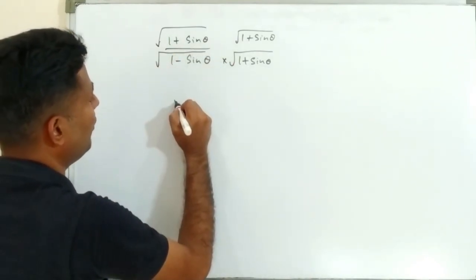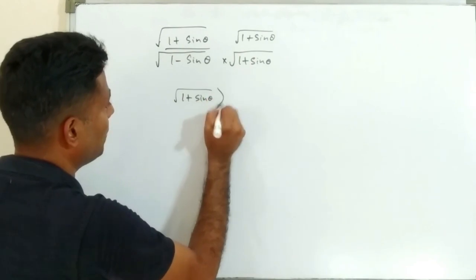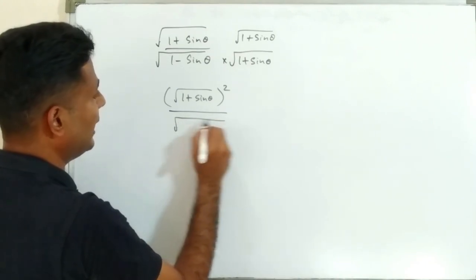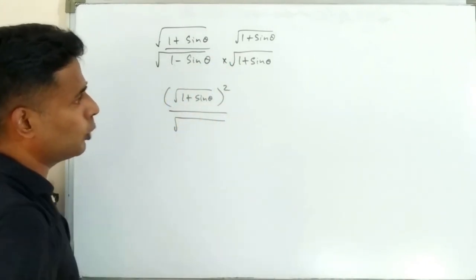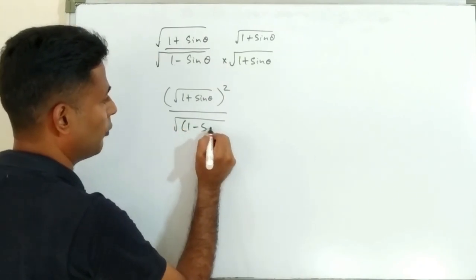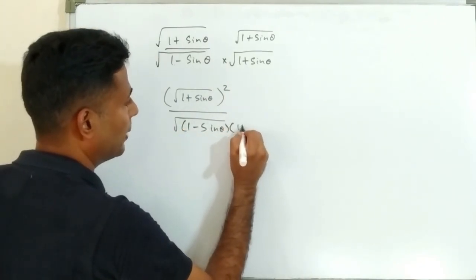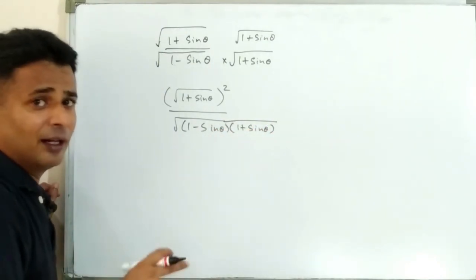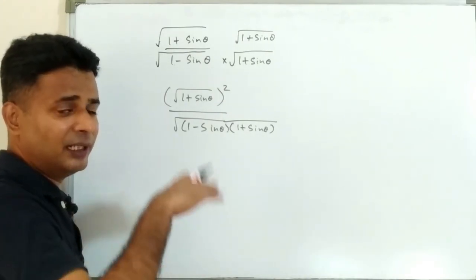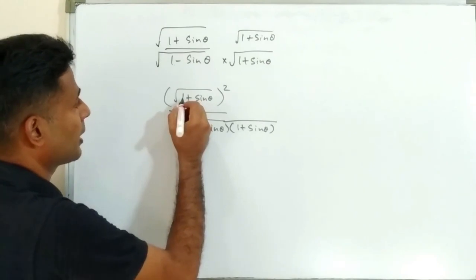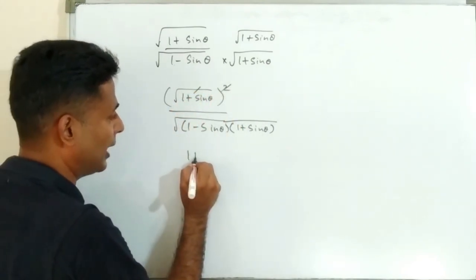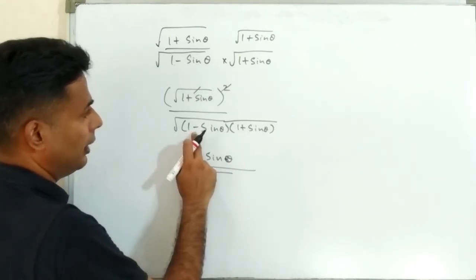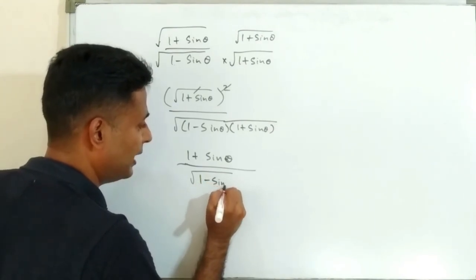So now up, we get root 1 plus sin theta into root 1 plus sin theta, so that is root of 1 plus sin theta whole square. Down we'll get root of 1 minus sin theta into root of 1 plus sin theta, so that can be written as root of 1 minus sin theta into 1 plus sin theta. Again, for multiplication and division, we can either split the root or take the root as common. So here root and square will cancel, we'll get 1 plus sin theta, and down we'll get root of a minus b into a plus b, a square minus b square.